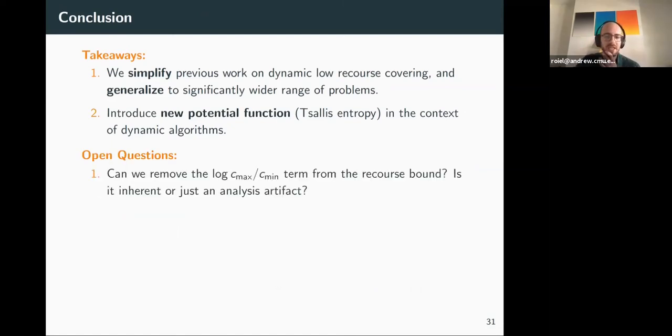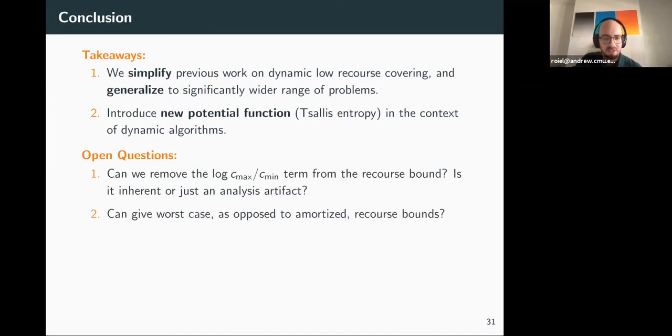One immediate thing is, can you remove this log Cmax over Cmin term? I don't know if it's inherent to the analysis. I don't know if it's inherent to the algorithm or if it's inherent to the problem. But I would love an answer if you want to help me answer it.